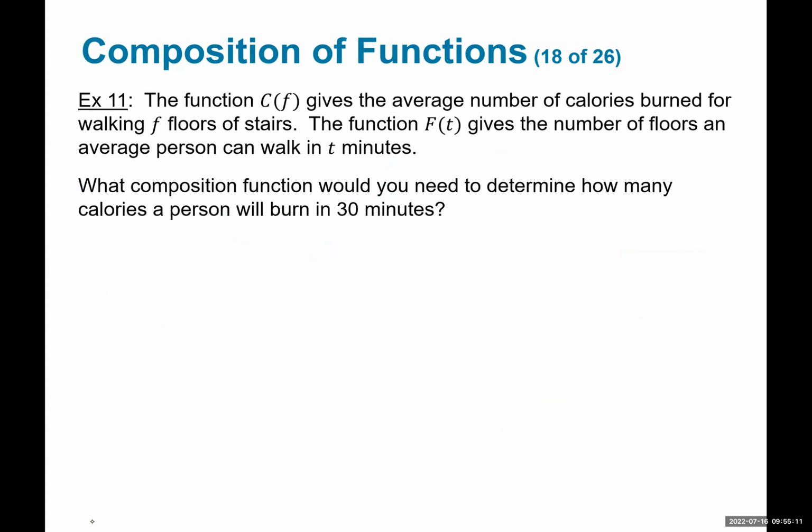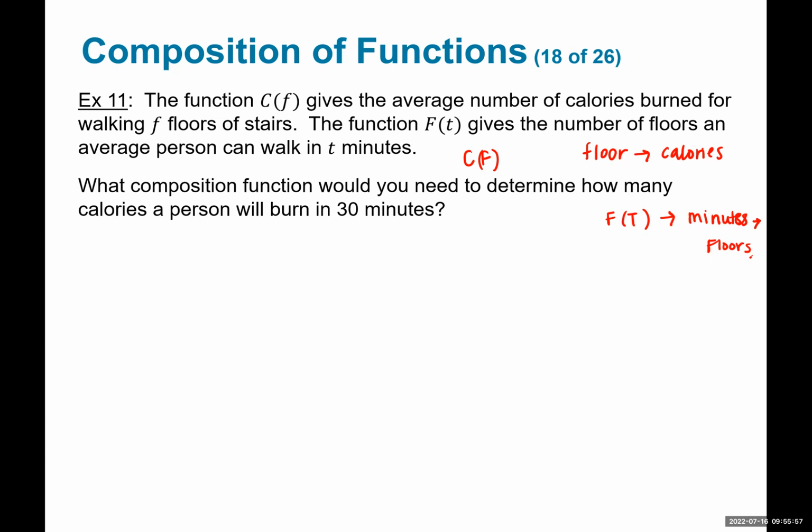All right, so let's look at another example. The function C of F gives the average number of calories burned for walking F floors. So C of F tells you, you put in how many floors of stairs you're going to walk, and then that gives you the number of calories that you burn. The function F of T gives you the number of floors an average person can walk in T minutes. F of T, you take minutes, and that'll give you the number of floors.